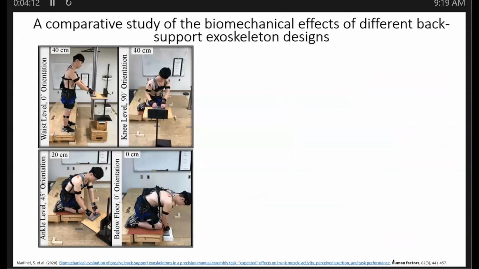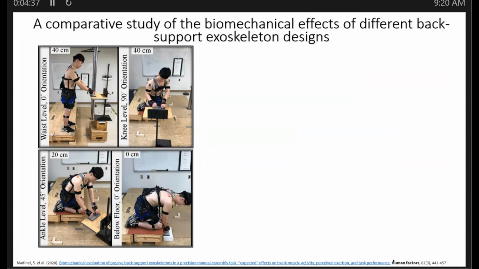So this is a quick recap of a series of studies we ran on comparing the biomechanical effects of different back support exoskeleton designs. The two exoskeletons we tested here were both passive, and they're both commercially available. One of them is the BackX, and the other is the Levo device. This was an older version of the device, version 2.5.